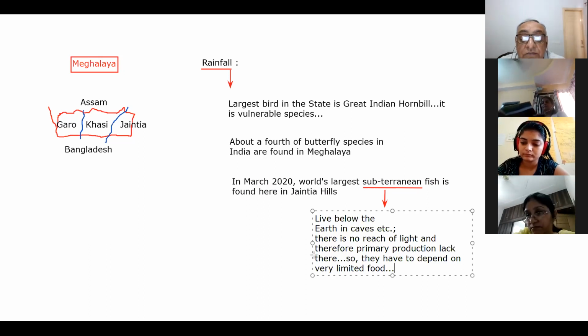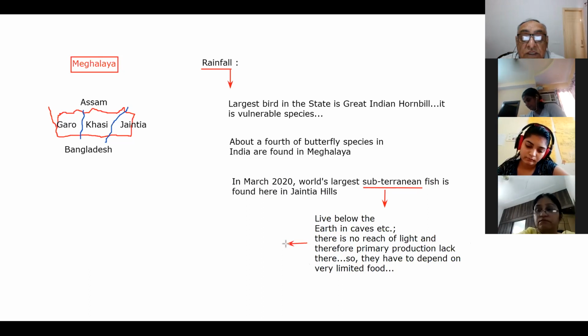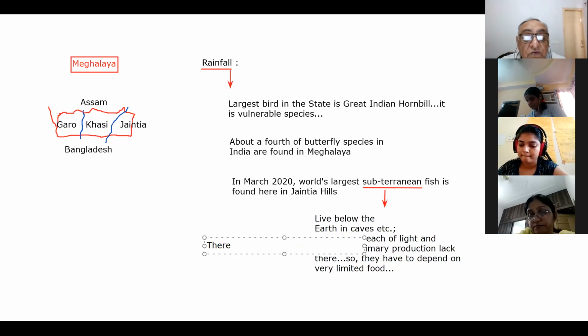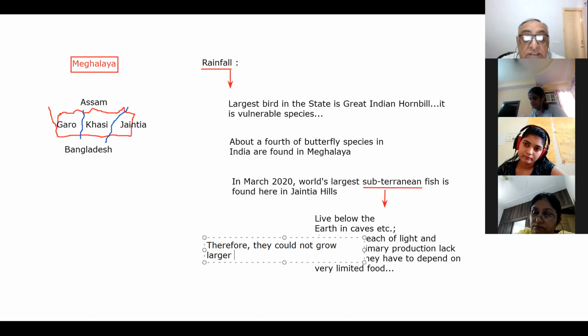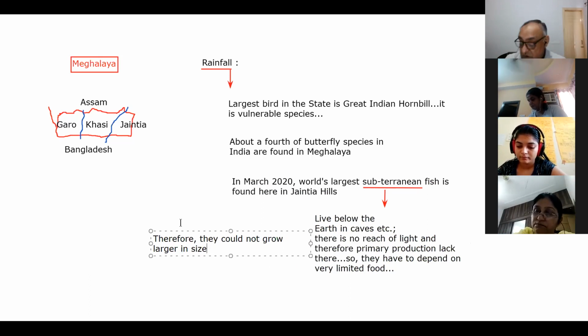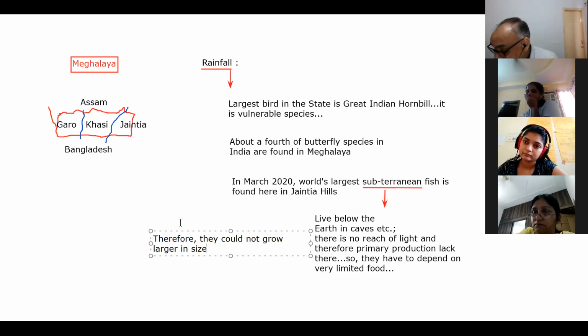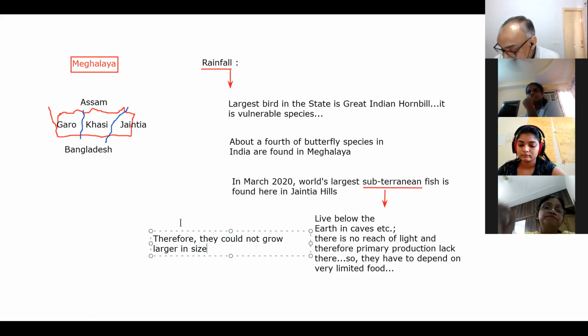And therefore their size is restricted. They would not grow larger in size. They cannot grow larger in size, right? So their size remains limited, they cannot get very big. That is the important point here, right?